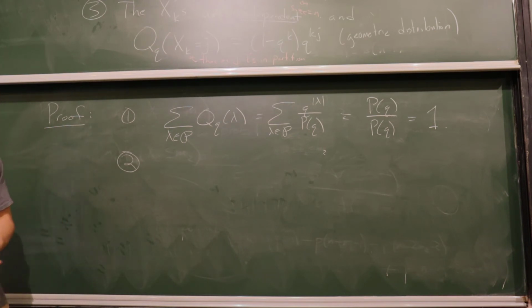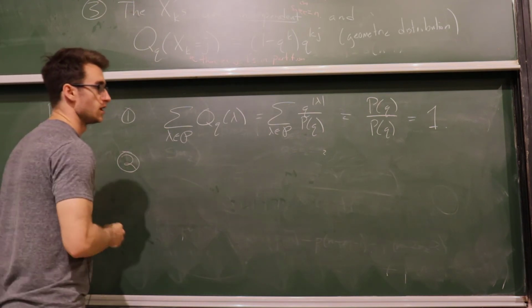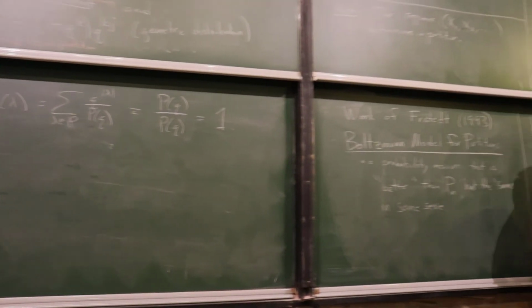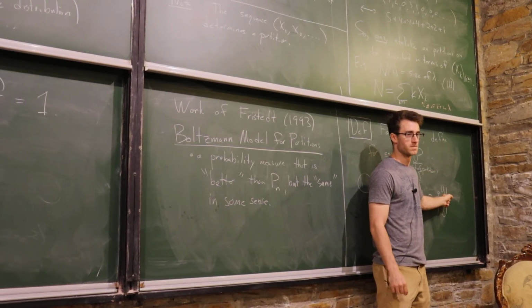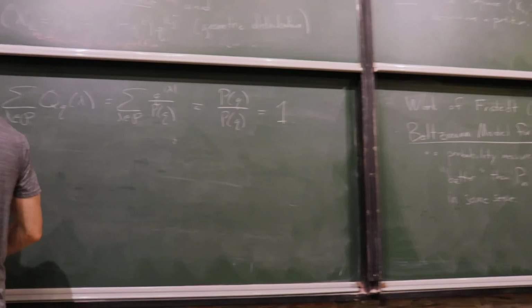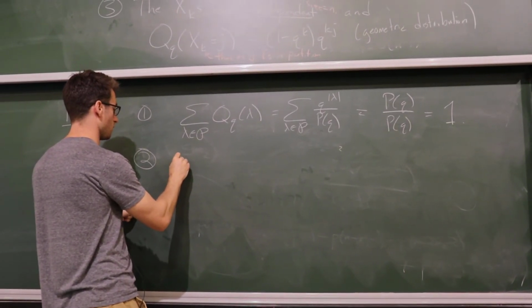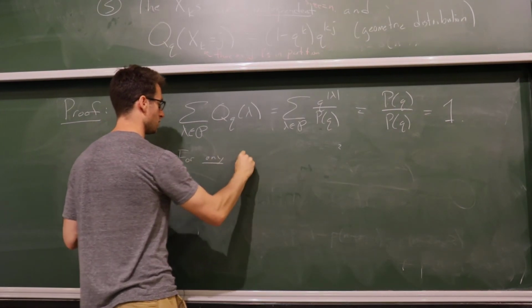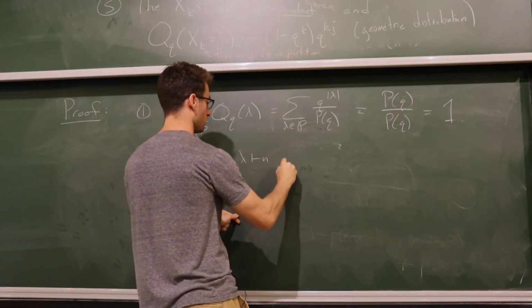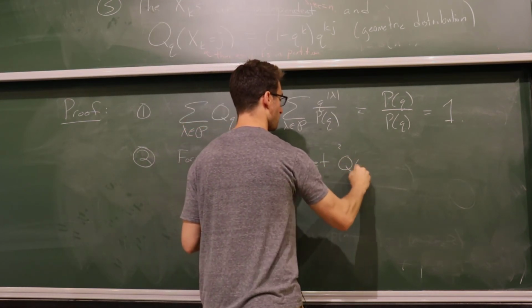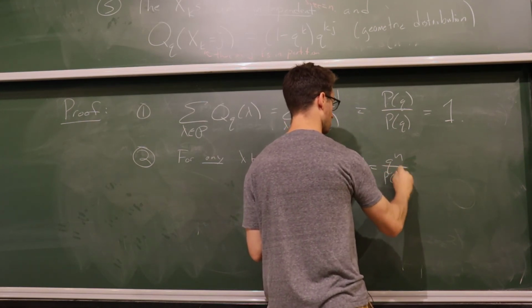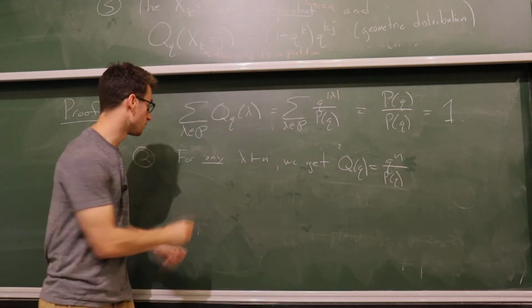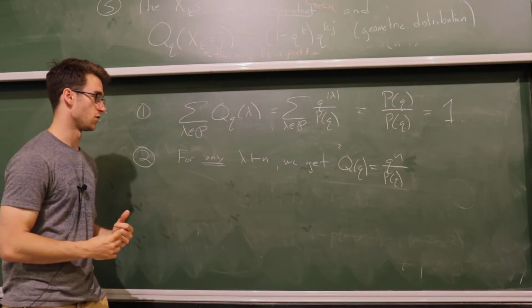Okay. So the uniformity is actually also really easy to see, because if I take 2 partitions of the same size, then I get the same thing, right? So it's uniform. For any partition of n, we get that the Boltzmann model equals q to the n over P of q. And just the fact that this is the same for any partition of n means it has to be uniform on partitions of n.